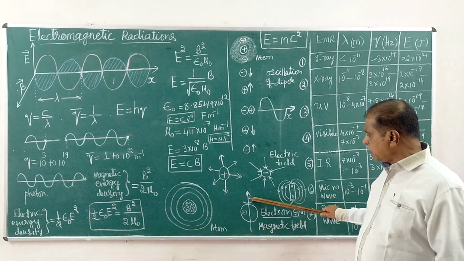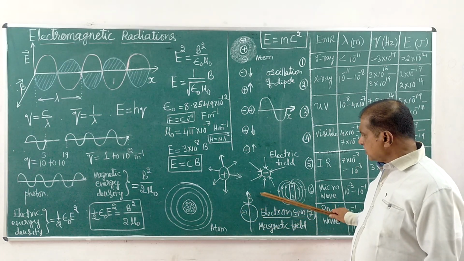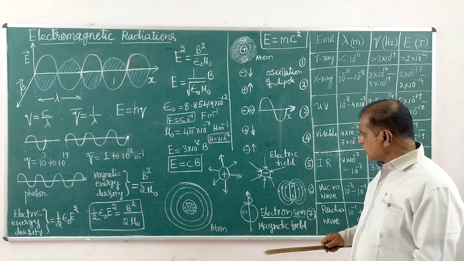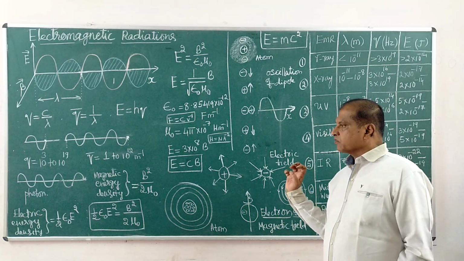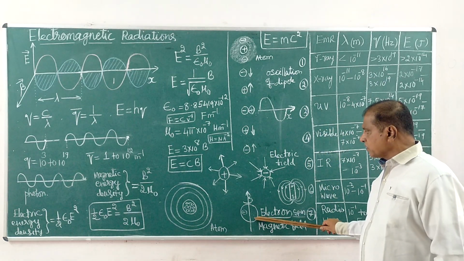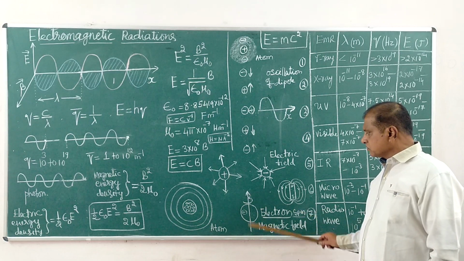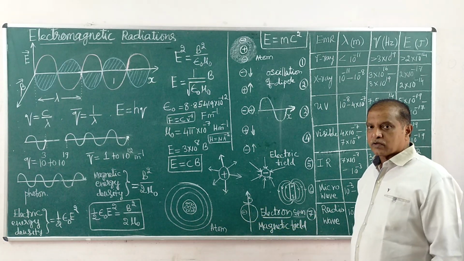The direction of the magnetic field is one way when the electron spins in the clockwise direction, and the opposite direction if the electron spins in the anti-clockwise direction. There are only two possible spins, clockwise and anti-clockwise. And interestingly, this electron spin produces magnetic field.